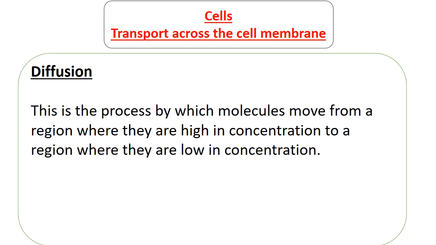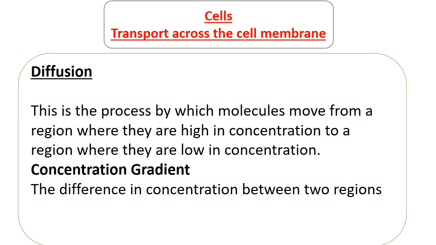The job or the goal of nature is to attain what is called equilibrium, or equalness. So nature strives to make sure that concentration in two neighboring regions is equal. There is a concept of concentration gradient, which is defined as the difference in concentration between two regions. You can picture it like this. One side we've got molecules in high concentration, the other side we've got molecules in low concentration.